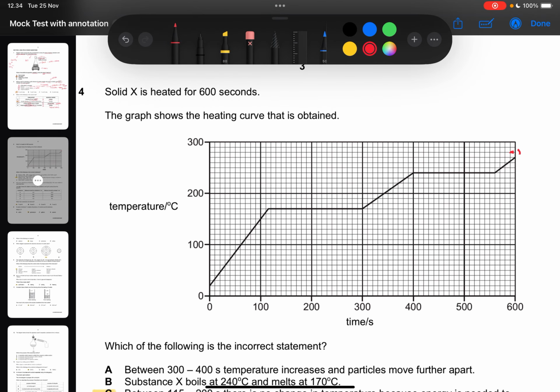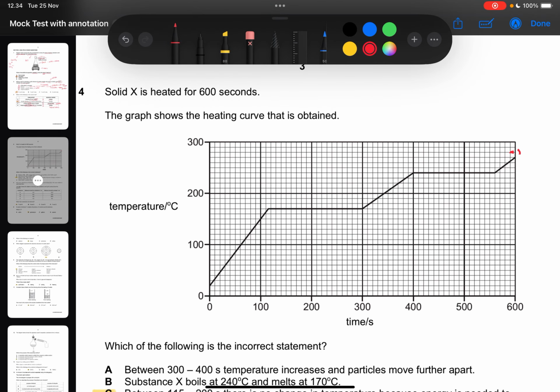So this is letter A. It says here the temperature increases. So that one is correct. And the particles are moving apart. That is because they are liquid. So option A is correct. Option B: Substance X boils at 240 and melts at 170. Based on the information we gathered a while ago, that is also a correct statement.